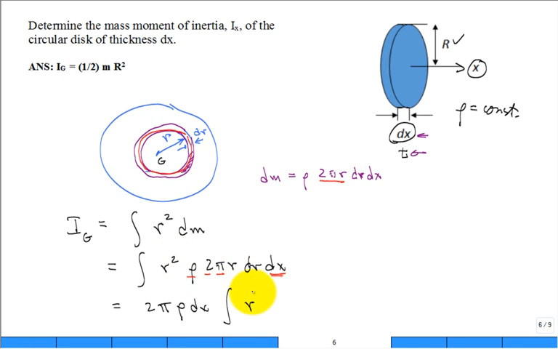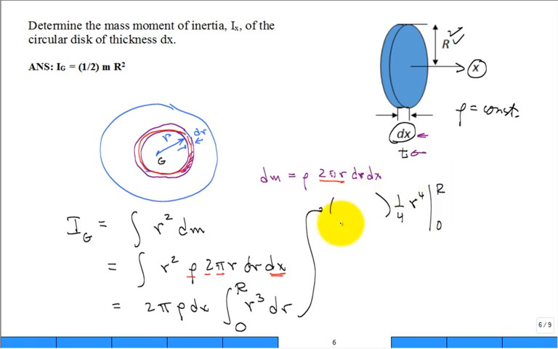r squared times r, that's r cubed, dr, we go from the inner, 0, to the outer, cap R. Isn't that cap R the maximum? So at this point, can you do that integral? Sure, it's 1/4 r to the 4, evaluated from 0 to cap R. So that's equal to 2 pi rho dx, 1/4 cap R to the 4.